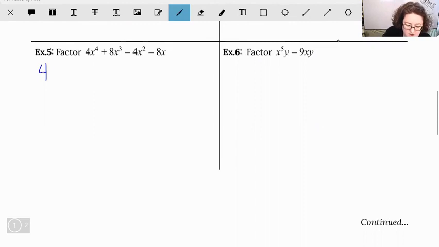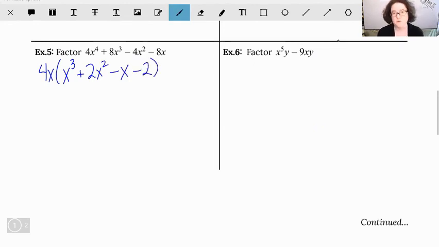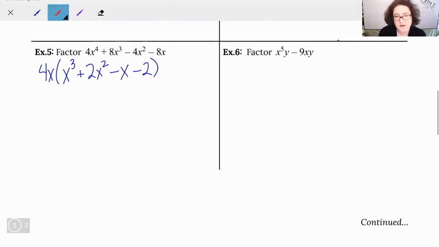So we would have 4x times, we'd have a leftover x cubed from the first term, a positive 2x squared from the second, a negative x from the third, and a negative 2 from the fourth term. Now from here, I still want to use my factoring technique. So now I see I still have these 4 terms. So what was the only technique that we've done so far that factored out 4 term expressions?